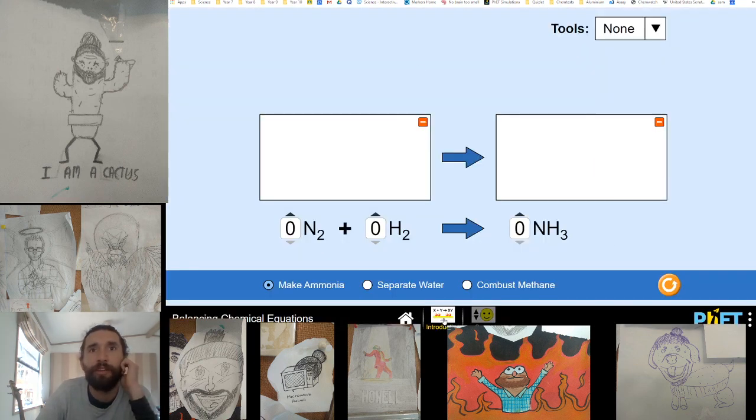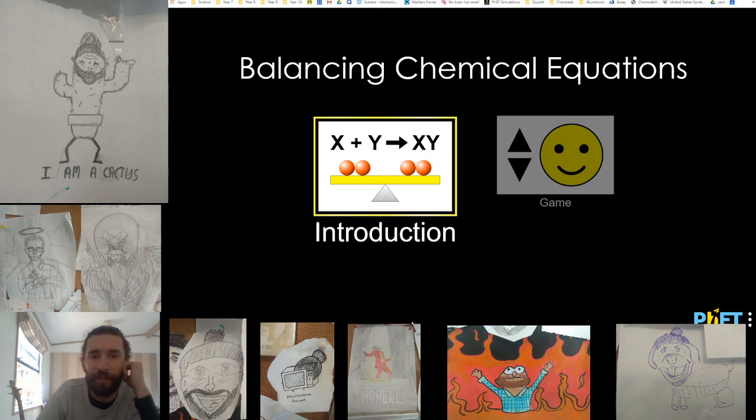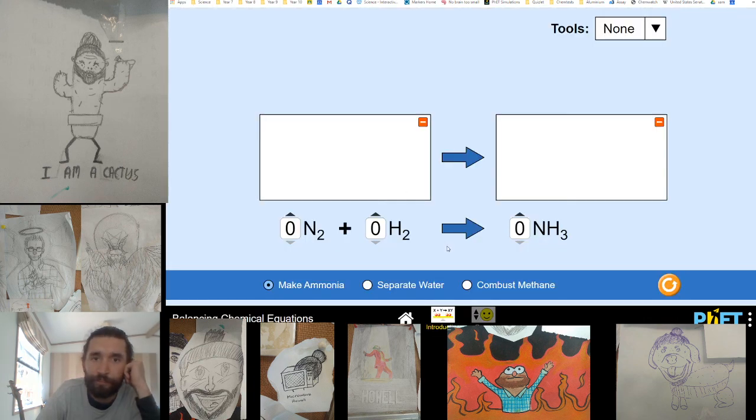Let's go back to the beginning. So it's going to start off like this. You're going to click on Introduction, and you're going to get a chemical equation. N2 plus H2 forms NH3. Is this balanced at the moment? In a way it is balanced because we have 0, 0, 0, 0 here. We have no atoms on the left and no atoms on the right. So yeah, it kind of is balanced, but not how we want it to be balanced.